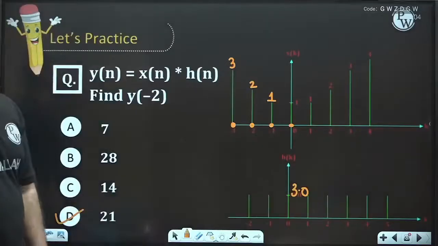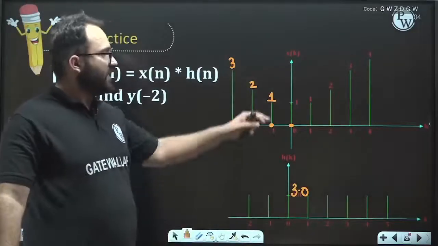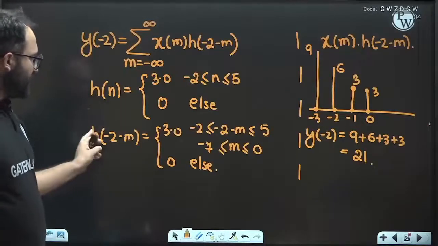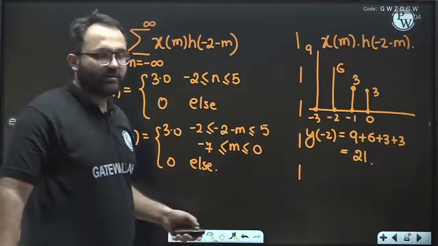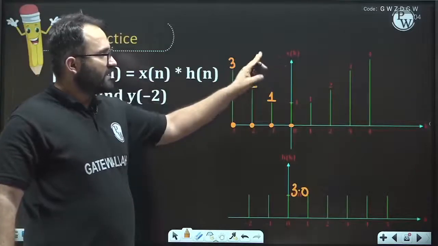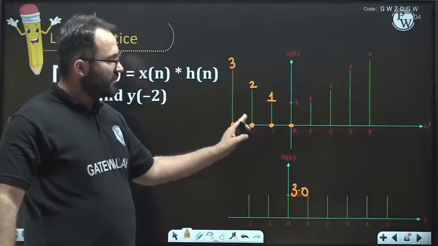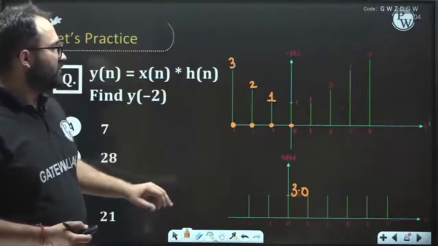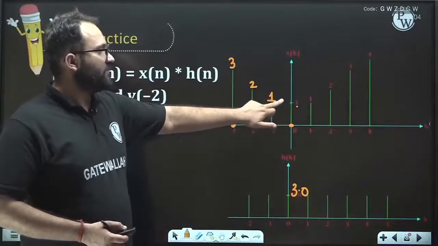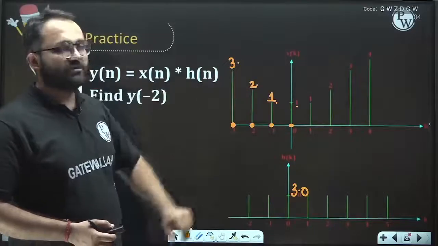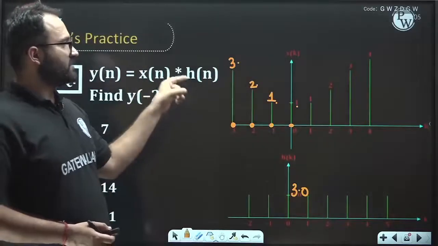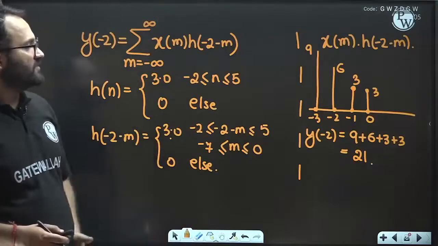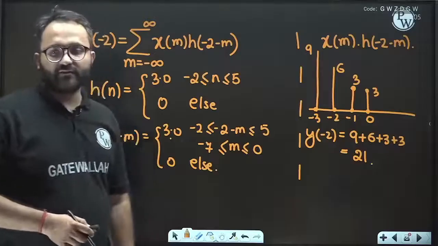I hope all of you are able to understand this. We simply have to multiply x of m with this signal. Since this signal is from minus 7 to 0 only, it will get multiplied with x of m for the values 0, minus 1, minus 2, minus 3. Since this signal has value 3, 3 will get multiplied by 1, 3 by 1, 3 by 2, 3 by 2, 3 by 3, sorry. So 9, 6, 3 and 3 will be the samples of this multiplication result, and we add the samples to get the value, that is 21 is the correct answer.